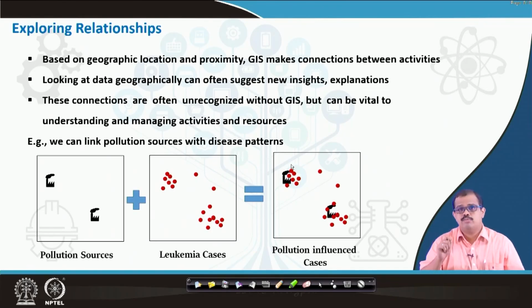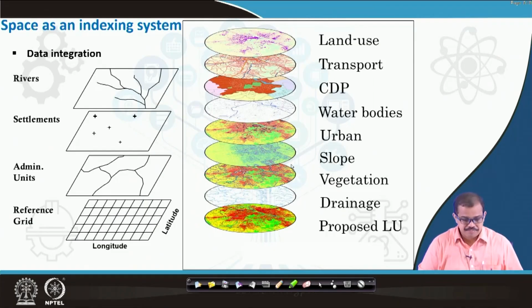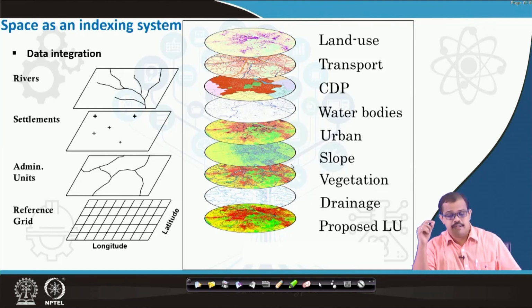It explores relationships between various aspects. So once you have data about the entire city, entire region, you can derive meaningful information just by comparative analysis, something like this. GIS can be an indexing system, which means it can help you index every information.